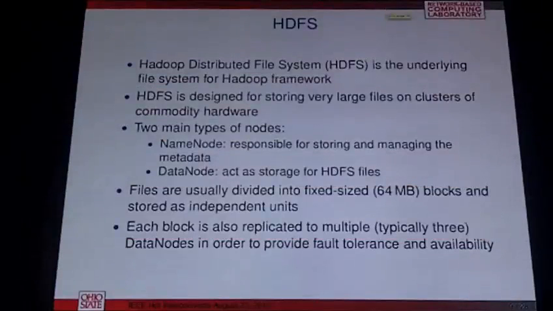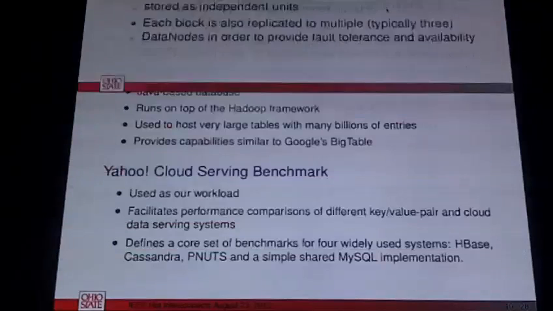HDFS means Hadoop Distributed File System, and it's the underlying file system for the Hadoop framework. HDFS is designed for storing very large files on clusters of commodity hardware, and inside the HDFS cluster you have 2 main types of nodes: name nodes, which are responsible for storing and managing the metadata, and data nodes, which act as storage for HDFS files. The HDFS files are usually divided into fixed-size blocks of 64 megabytes and stored as independent units. Of course, each block is replicated to multiple data nodes to provide fault tolerance and availability.